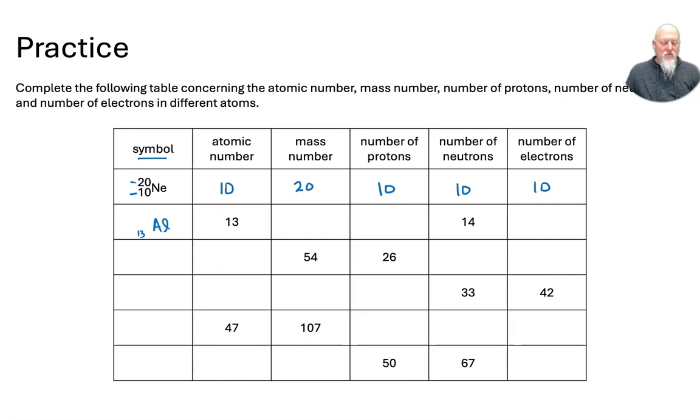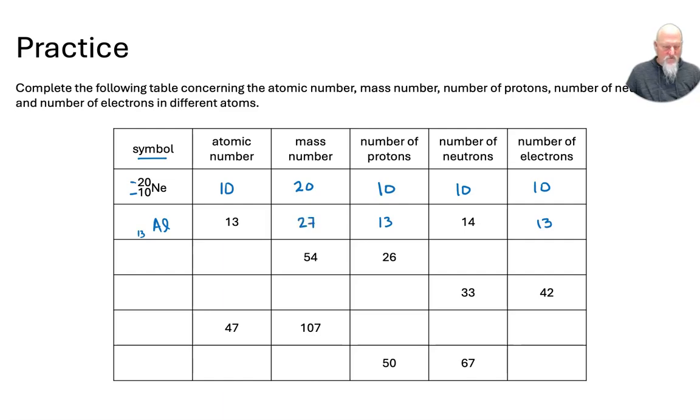Okay. What does the atomic number tell us? It tells us the number of protons. So that must be 13. And since this is neutral, we're assuming everything's neutral, it's also the number of electrons. So the number of protons and electrons are the same because atoms are neutral. Okay, mass number is protons plus neutrons. We have the number of protons and the number of neutrons. 13 plus 14 is 27.